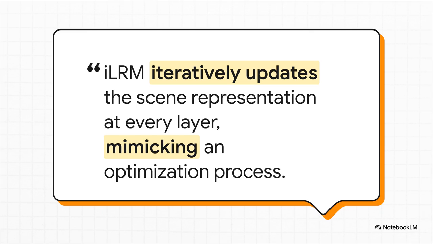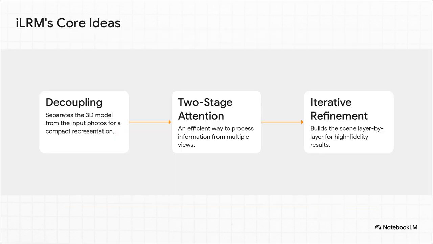The best way to think about iLRM is to imagine an artist. It doesn't try to paint this perfect masterpiece in one go. Nope. It starts with a really rough sketch of the 3D scene. And then, layer by layer, it keeps adding more detail, more refinement, until this photorealistic image just emerges. It's like having a feedback loop built right into the model itself.